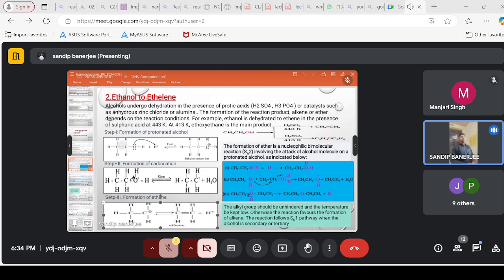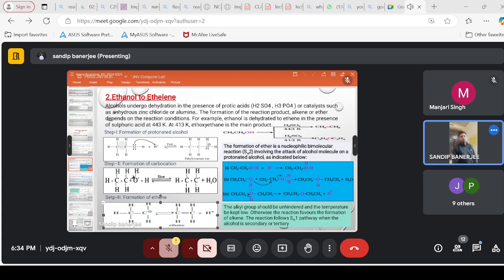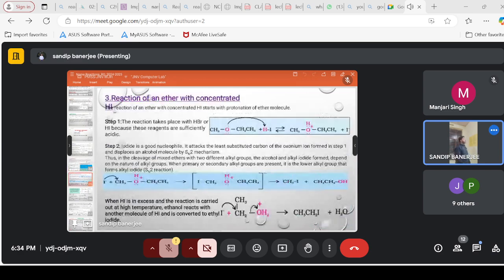So you can say this is nothing but acid catalyzed dehydration, but this dehydration happens in a single molecule. So at the 443 Kelvin temperature, this dehydration is nothing but intramolecular dehydration, not intermolecular dehydration. And you can get a little bit more information on why intramolecular and how it happens. And the last presentation is the addition of HI in the ether system.